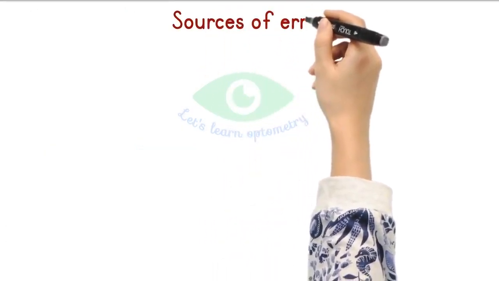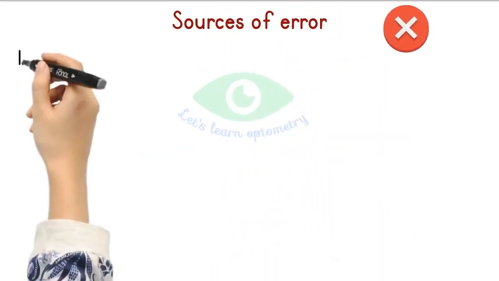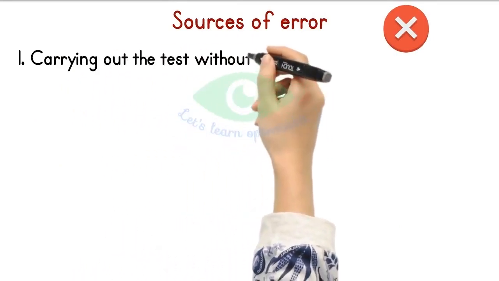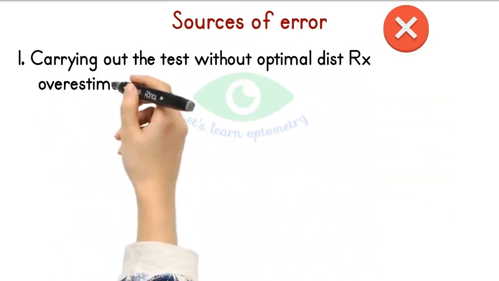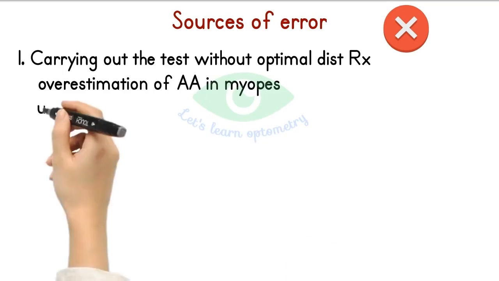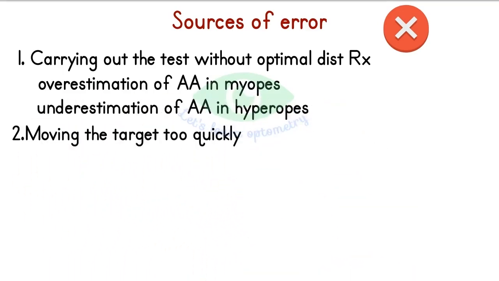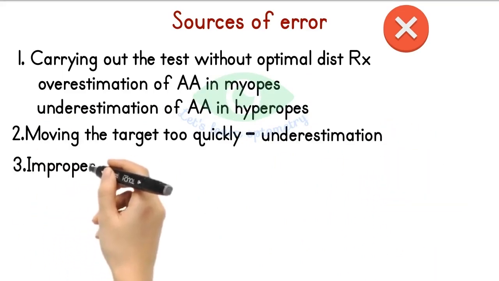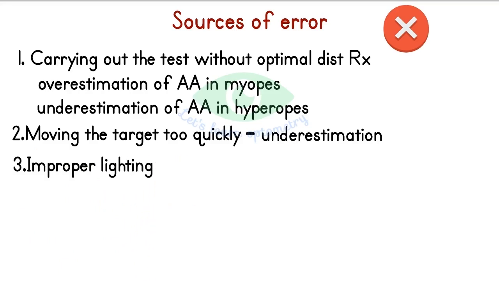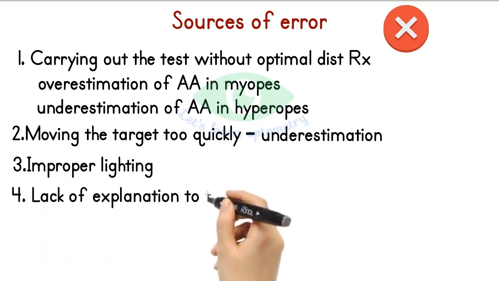Sources of error in the push-up test. Carrying out the test without optimal distance correction will lead to overestimation of amplitude values in myopes and underestimation in hyperopes. Moving the target too quickly will lead to underestimation of amplitude values. Improper lighting. Lack of explanation to the patient about the first sustained blur.